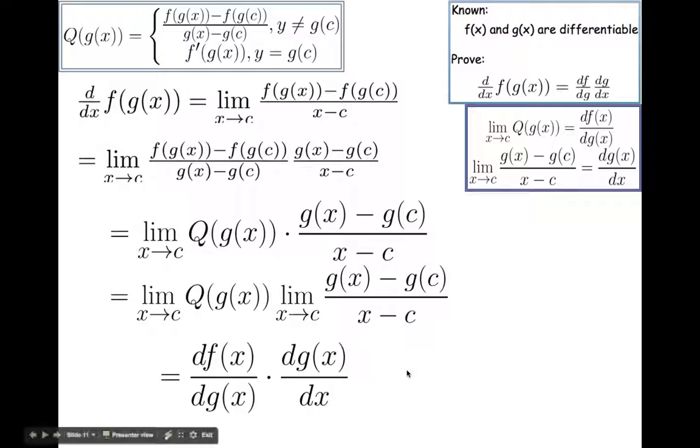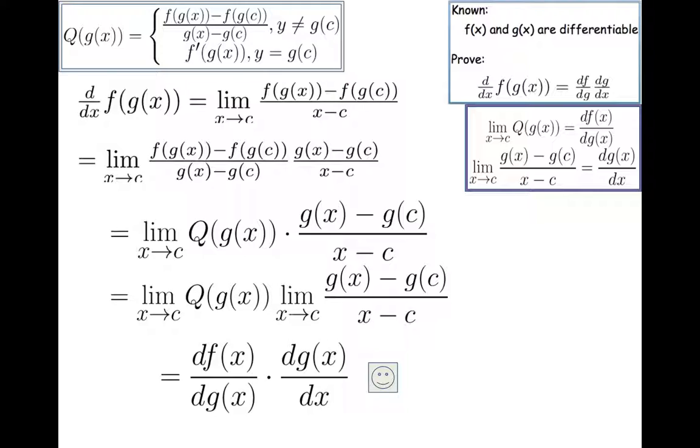So now, if we plug this back in, we know this information over here. What we get is, once we separate the limit out, right? This is a property of limits. You can separate multiplication into separate limits. So now we have the limit as x approaches c of q of g of x times the limit as x approaches c of g of x minus g of c divided by x minus c. Plug in the information that we have over here, and we get the derivative of f of x with respect to g of x times the derivative of g of x with respect to x.